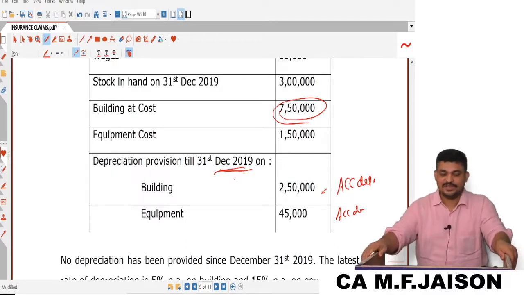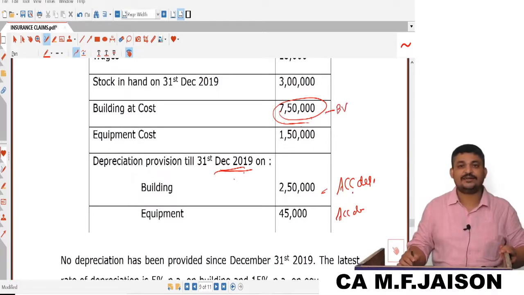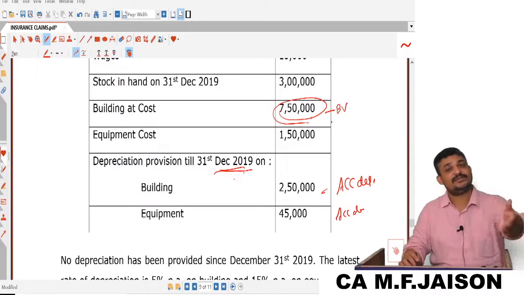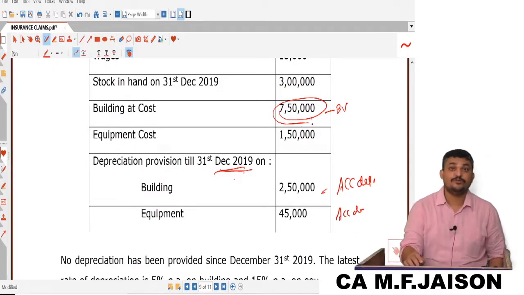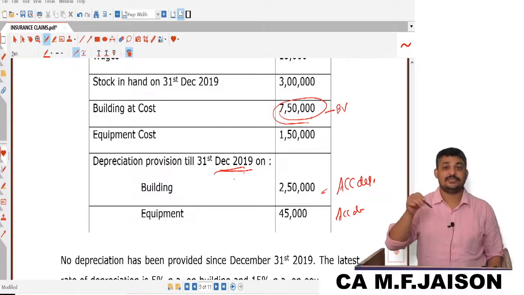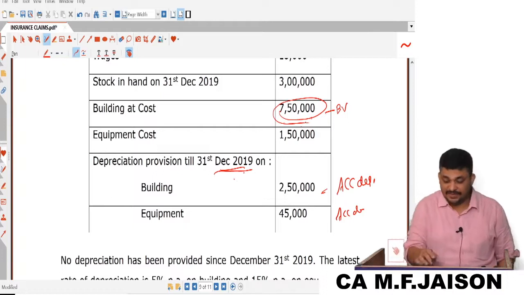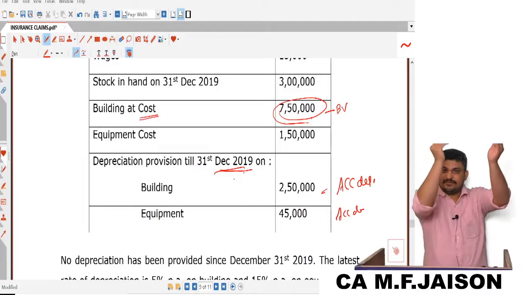I hope you are following this. So like that you should be understanding. Suppose they have given this as book value at the year beginning, then I need not deduct total depreciation, because depreciation is already deducted. Then I should deduct only the depreciation of the current year. But this is given at cost, which means on the asset they have not charged depreciation.